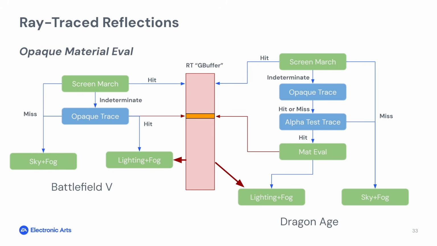To start with, we do a screen march, which is the same as before. If we detect an intersection in screen space, we just copy the existing gbuffer data into our ray tracing material data. If the screen space march can't figure out if there's a hit or not, for example if the ray goes off screen or if it goes behind an object, then we continue on with the hardware trace.